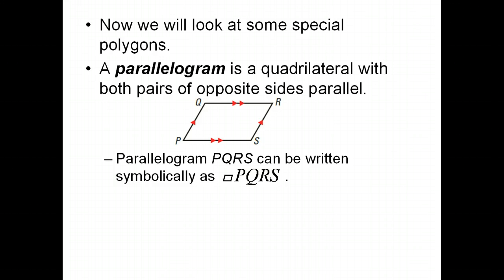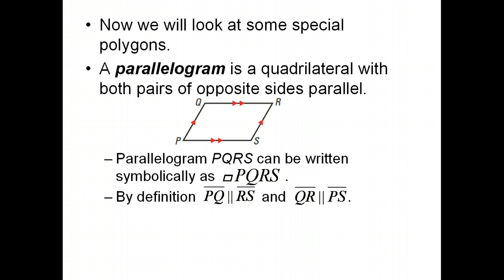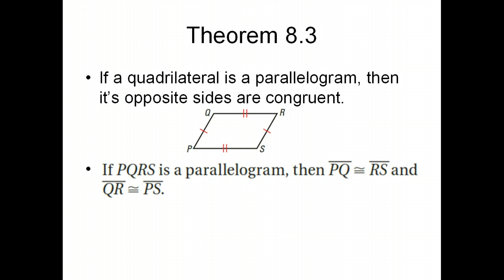So for parallelogram PQRS, you could write it with the little parallelogram symbol, PQRS, and by definition, PQ is parallel to RS and QR is parallel to PS. So by definition, if I have a quadrilateral with the opposite sides parallel, what I have is a parallelogram. Let's look at some properties about them.